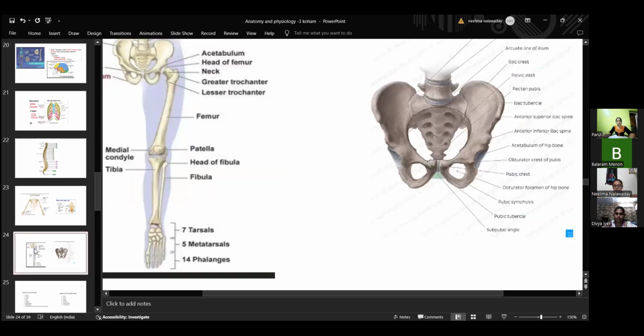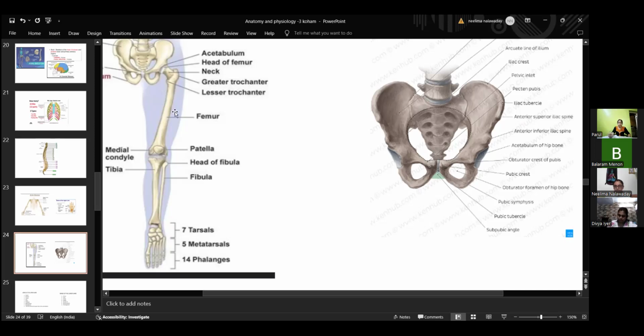Now bones of the lower extremity. This is called pelvis. 2 hip bones together, they form a basin-like structure. This is called pelvis. Now, this femur, the largest bone of our body, it is attached to this hip bone.